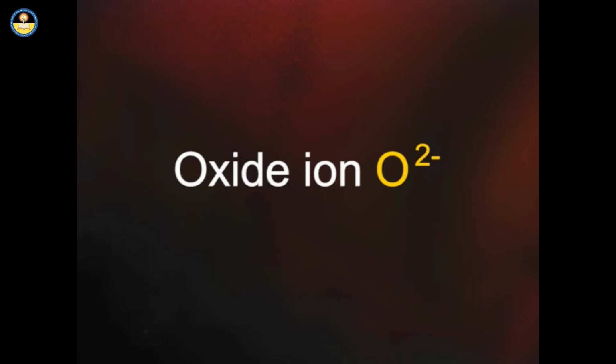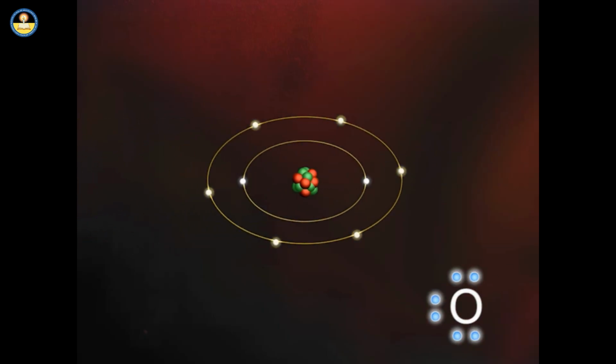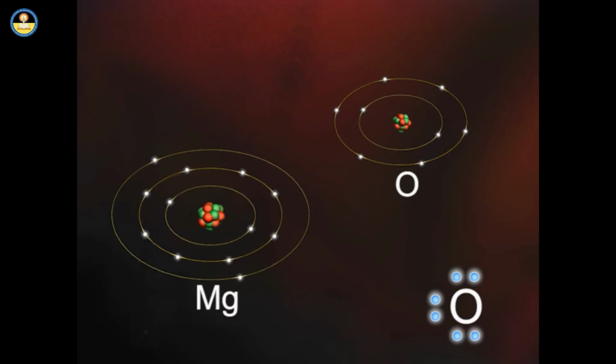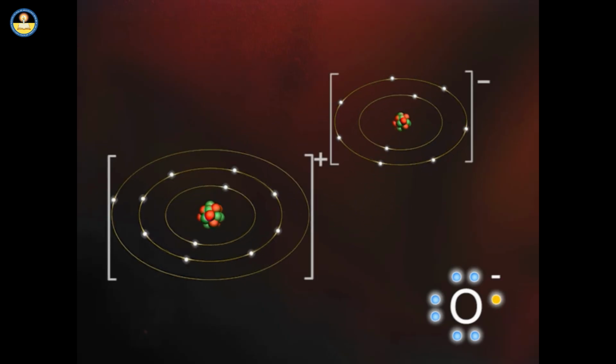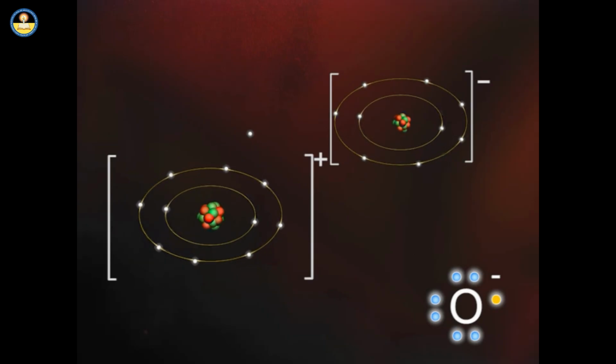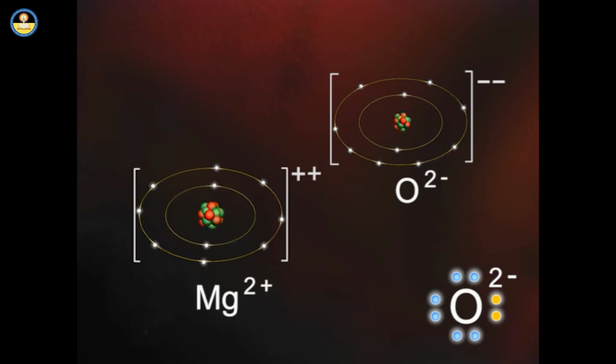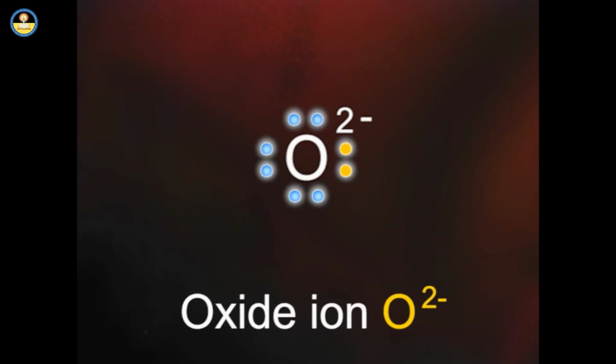Let us now learn about representation of oxide ion O2-. An oxygen atom has 6 valence electrons. It can acquire 2 more to achieve the noble gas configuration, that is 8 electrons, to form an oxide ion. The Lewis formula of oxide ion is as shown on screen. 8 dots represent 8 valence electrons.